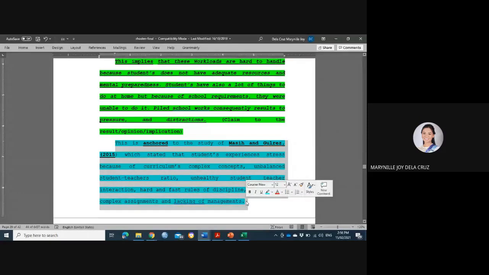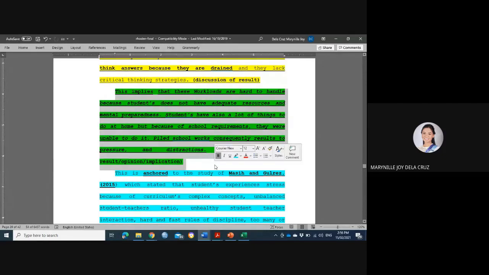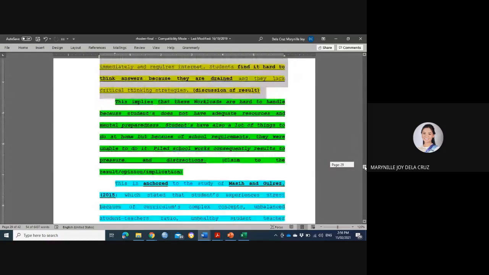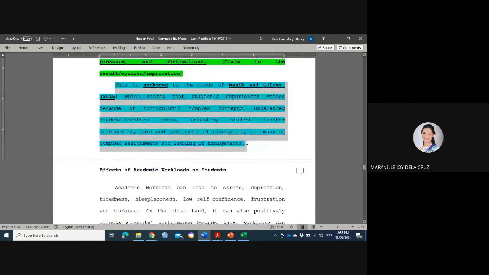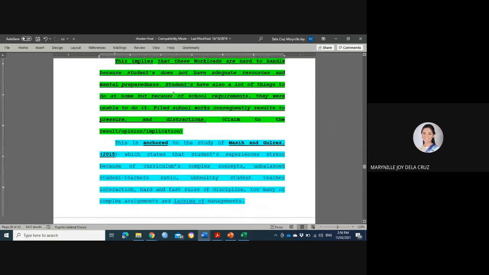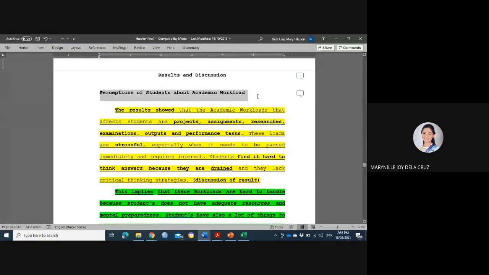So your implication is valid and reliable because you supported it with facts, concrete facts from a reliable source, which is your respondents. And of course, from other researches to support your opinion as a researcher. So that's how you are going to write your implication. Make sure that your result and discussion is aligned with the three specific questions.